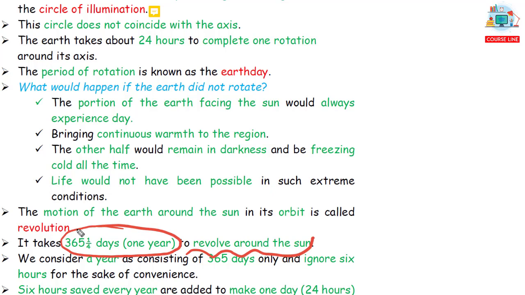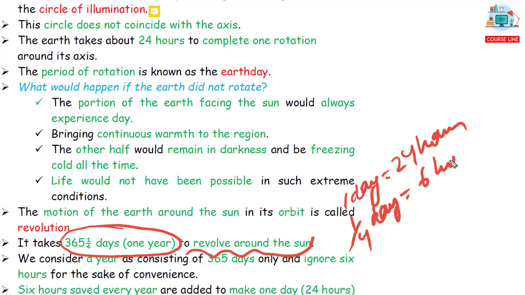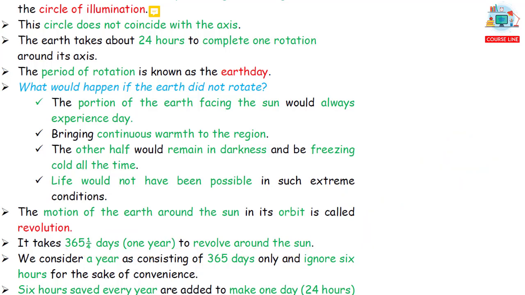1/4 days. One day is equal to 24 hours, and 1/4 of a day will be 6 hours. Good. Okay, means 365 complete days and 1/4 of a day. That makes 1 year, and it is the time the earth takes to revolve around the sun.